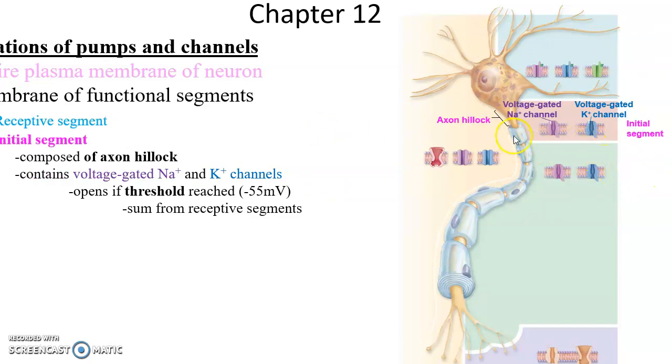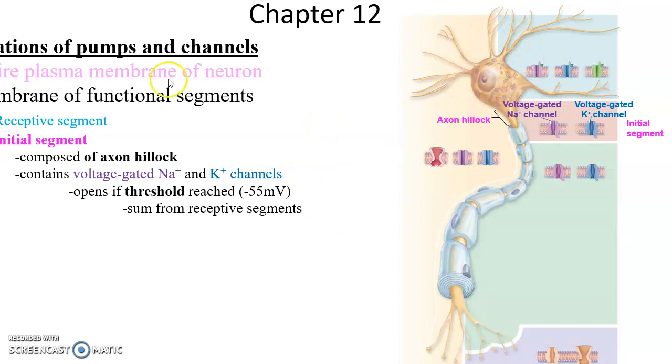Then we have voltage-gated sodium-potassium ion channels in the axon hillock. And basically, these are going to operate, will be stimulated when the charge in the area of the axon hillock reaches threshold. The threshold is negative 55 millivolts. So the resting potential is negative 70 millivolts.